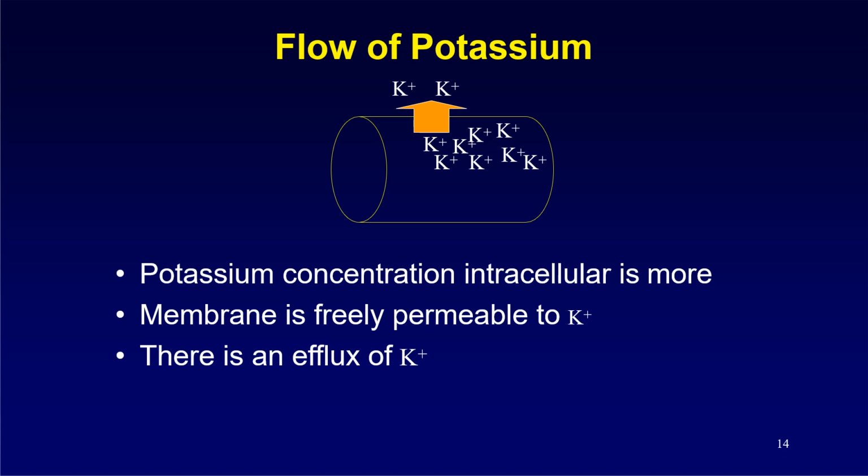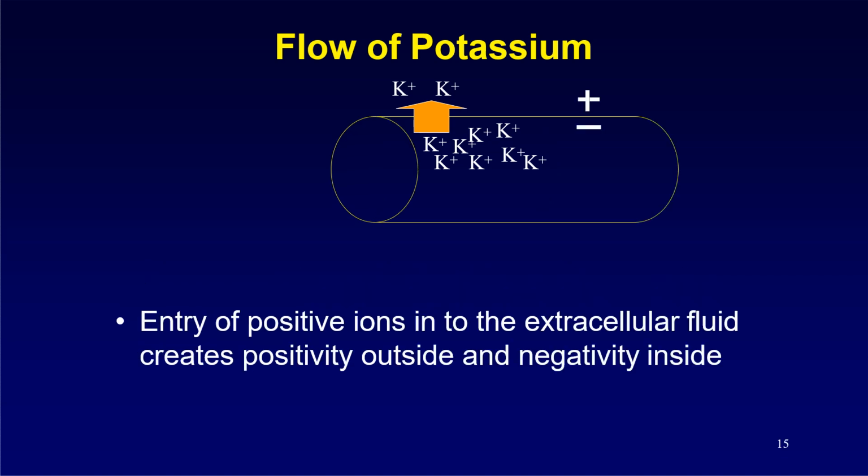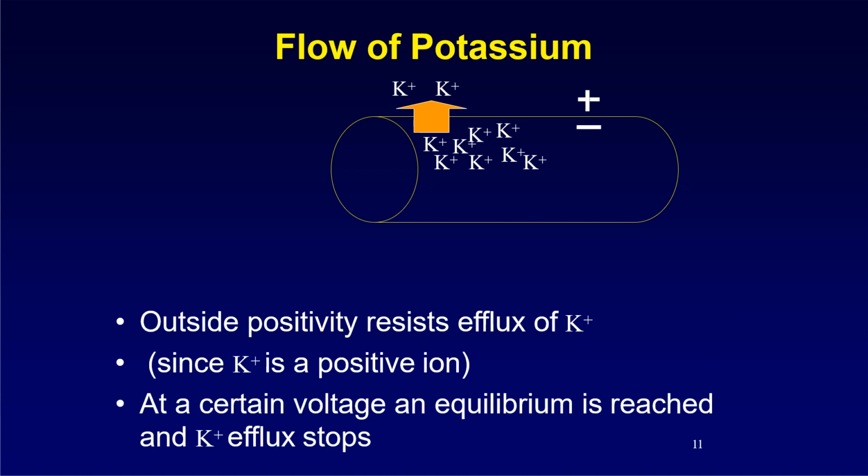If you take the potassium ions, the potassium concentration inside the cell is higher and the membrane is freely permeable to potassium, so there is an efflux of potassium. Entry of positive ions into the ECF creates positivity outside and negativity inside, and this outside positivity resists efflux of potassium. Since potassium is a positive ion, at a certain voltage an equilibrium is reached and potassium efflux stops. So as potassium moves along the concentration gradient, at one point at a certain voltage an equilibrium is reached where the potassium efflux stops.